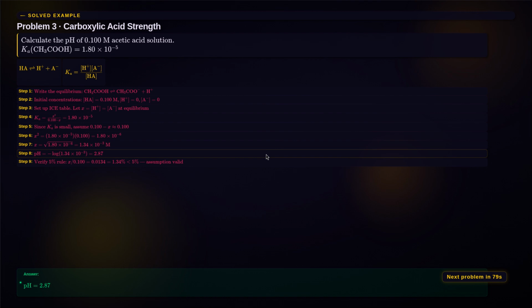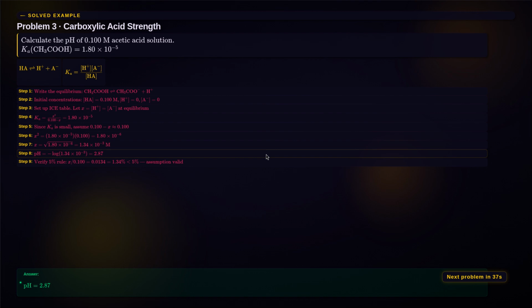Step 4. Ka equals X squared over 0.100 minus X equals 1.80 times 10 to the minus 5. Step 5. Since Ka is small, assume 0.100 minus X is approximately 0.100. Step 6. X squared equals 1.80 times 10 to the minus 5 times 0.100, which is 1.80 times 10 to the minus 6. Step 7. X equals the square root of 1.80 times 10 to the minus 6, which is 1.34 times 10 to the minus 3 molar.